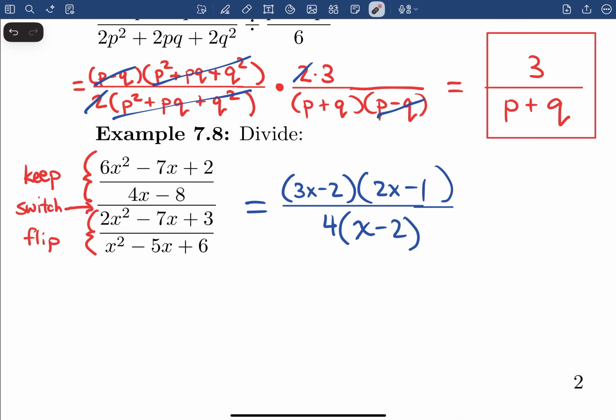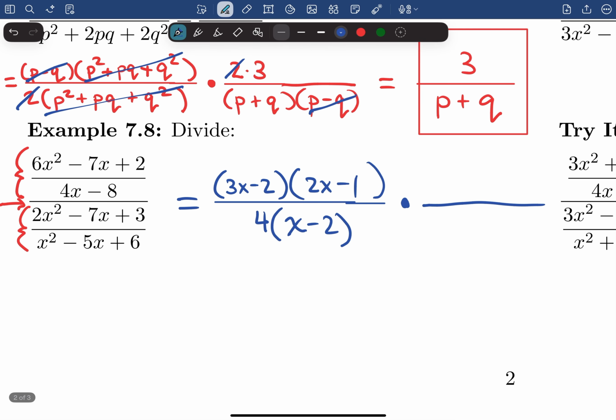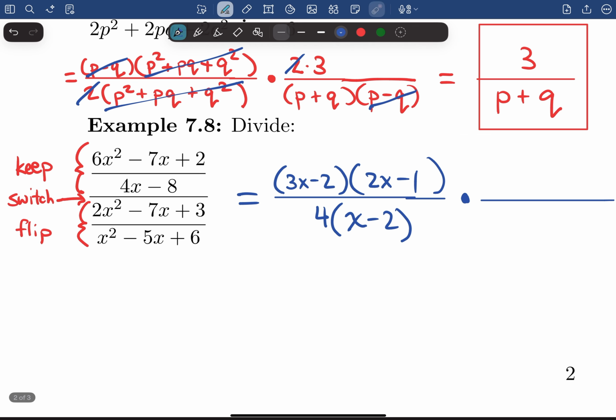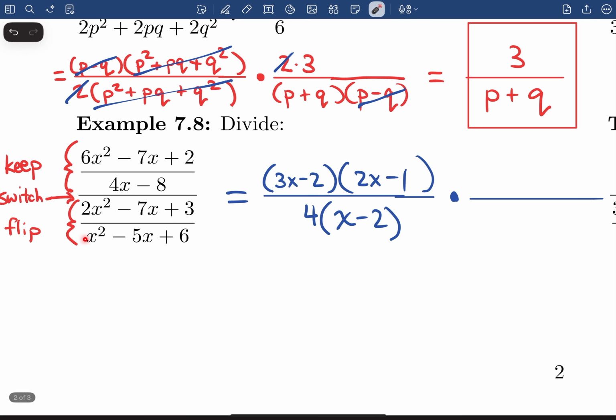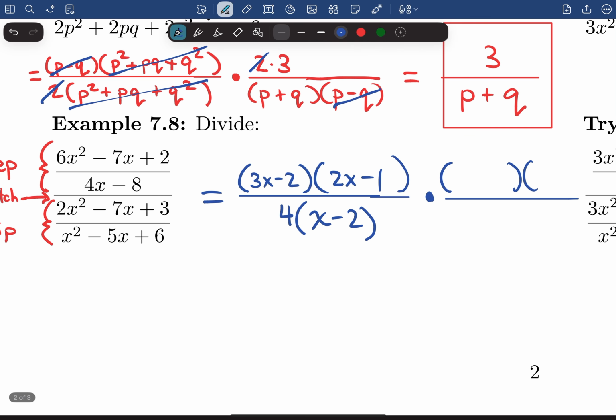And now I'm going to switch this division sign to a multiplication sign. There's the switch. And now what am I multiplying? Well, that bottom fraction I'm multiplying. But as I factor this stuff, the bottom gets flipped to the top, and the top gets flipped to the bottom. So I've got to flip these, taking the reciprocal. So I'm going to factor x squared minus 5x plus 6 on the top. And x squared minus 5x plus 6, well, that factors to x minus 2 times x minus 3.